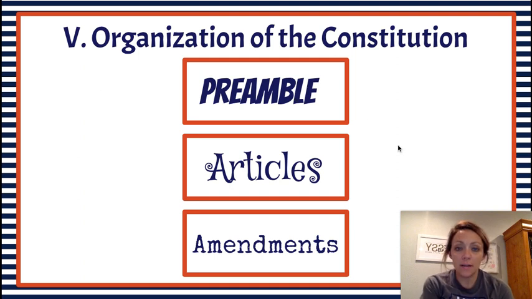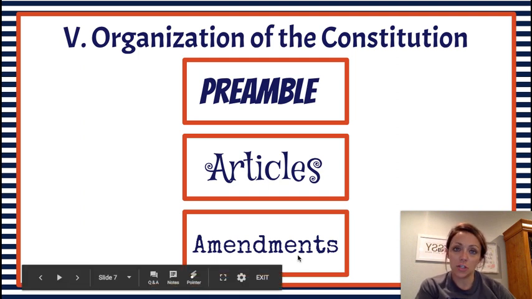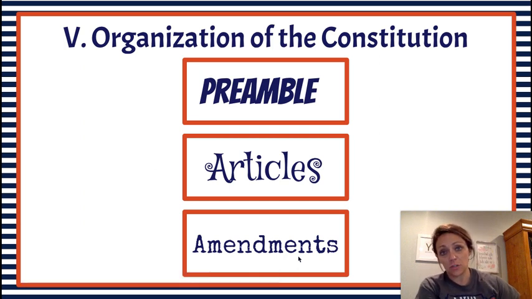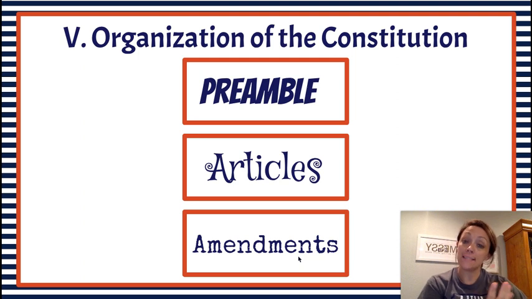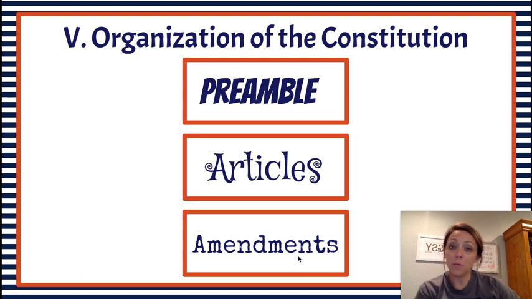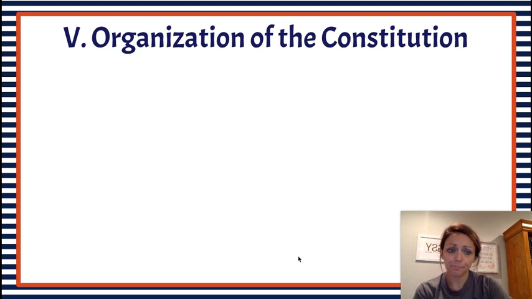The next part down here are the articles, and we have 7 articles in our Constitution, and that's where we go to see the structure of our government, how it's going to be set up. And the last part of our Constitution are the amendments, and we have 27 amendments to our Constitution. The first 10 of them were ratified or accepted at the same time, and we call those the Bill of Rights.